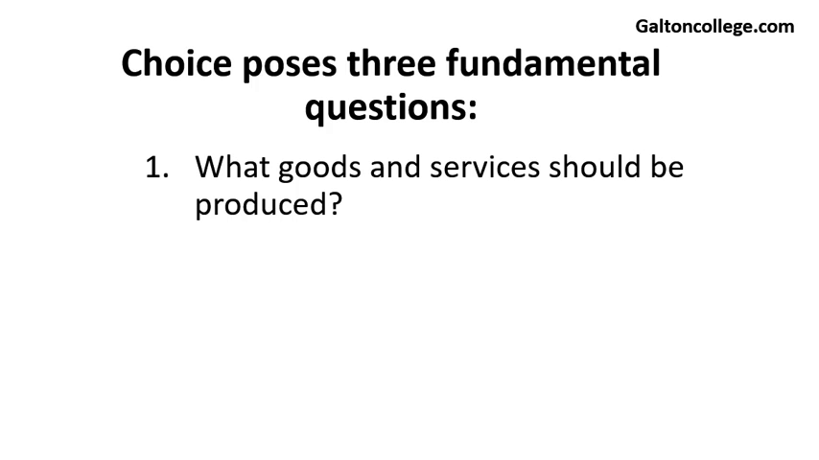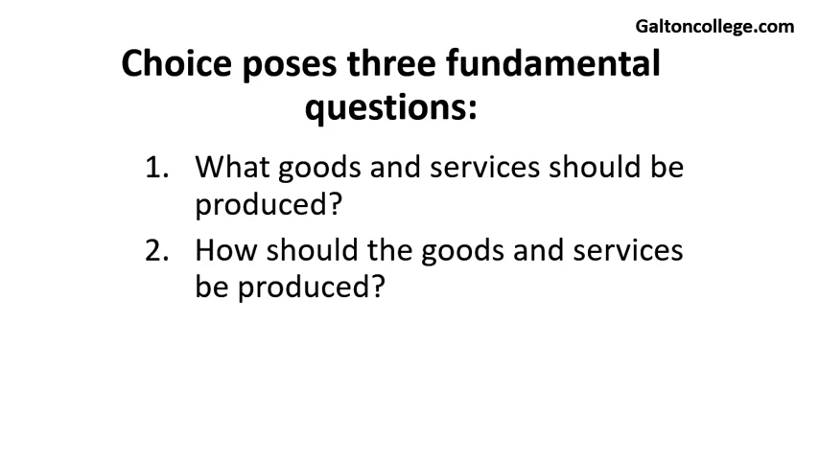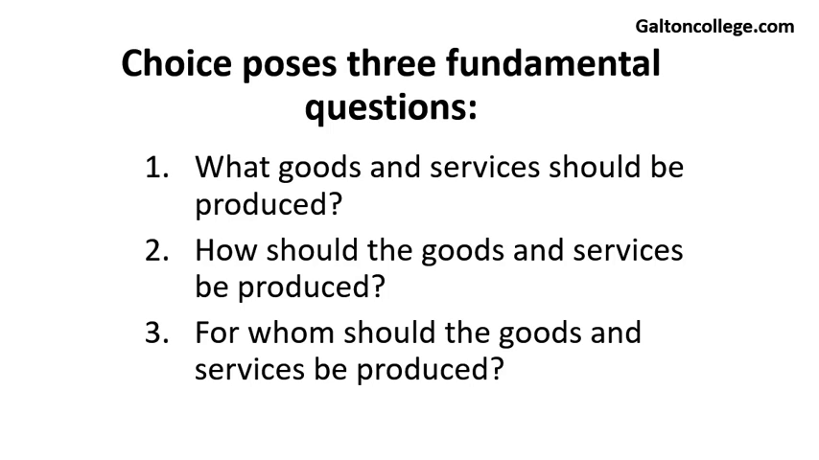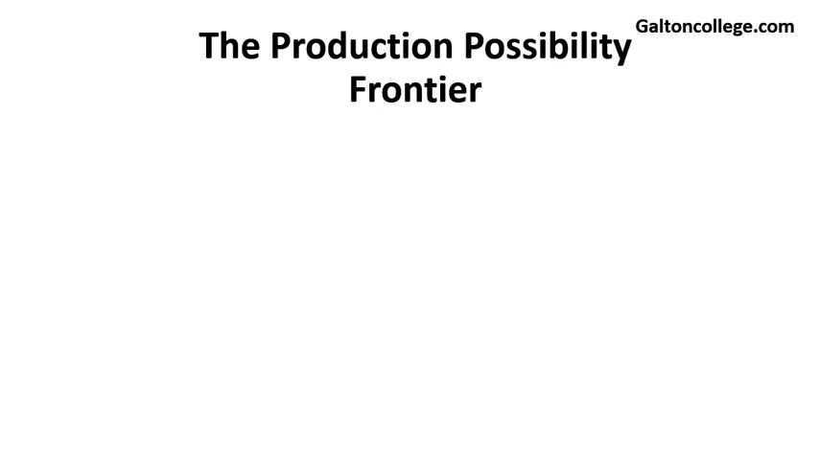What goods and services should be produced? Secondly, how should the goods and services be produced? And thirdly, for whom should the goods and services be produced? Three fundamental questions that need to be addressed in economics. And we get these directly from Robbins' definition. Now, in this short video, I want to talk about the problem of choice and just introduce the problem of choice.